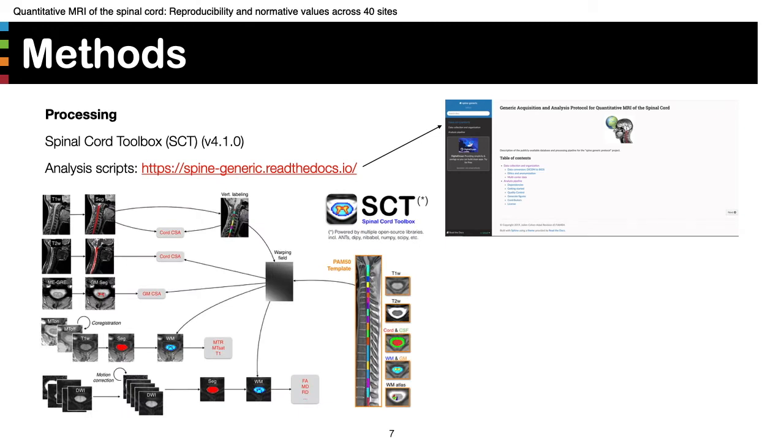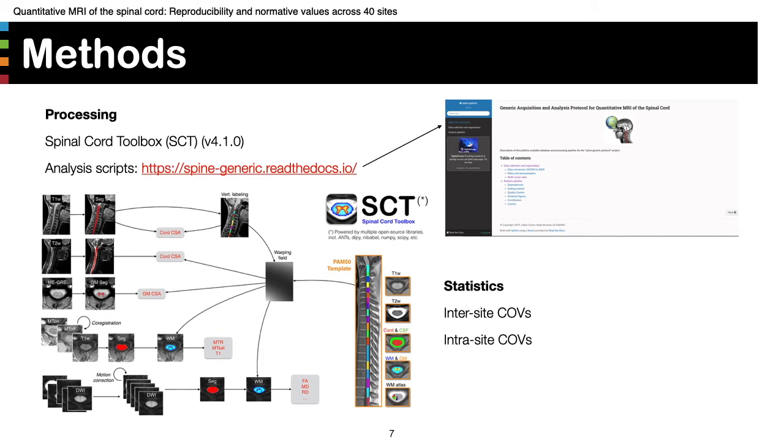This figure shows the full processing pipeline, and briefly to go over it, the spinal cord was segmented on the T1 weighted scan, registered to the PAM50 template, and the cord CSA was computed for each slice. For all the other contrasts, the spinal cord was segmented and registered to the PAM50 template using the transformation obtained from the T1 weighted scan. The cord CSA was also computed from the T2 weighted scan, gray matter CSA from the multi-echo gradient echo scan, white matter MTR from the MT weighted data, and white matter FA from the diffusion weighted data.